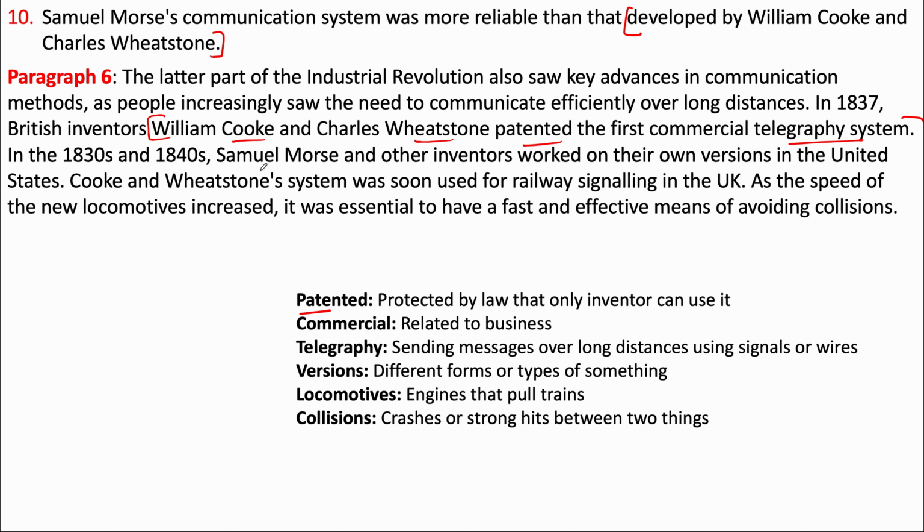Then it is mentioned that Samuel Morse and other people as well worked on their own versions. Their own versions means their own versions of communication systems or telegraphy systems. So now till here we have a mention of a communication system being developed by Morse and another one being developed by Cook and Wheatstone. After this, it says that the system developed by Cook and Wheatstone was used for railway signaling.